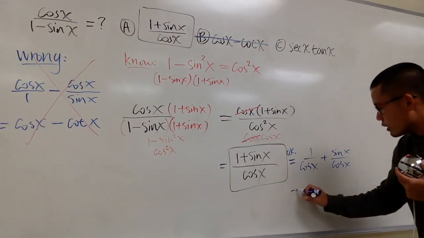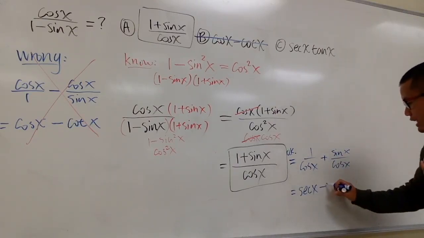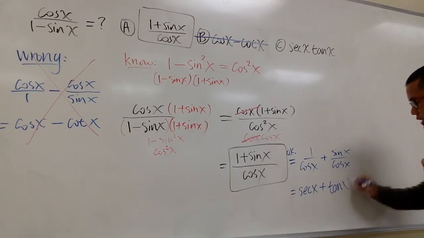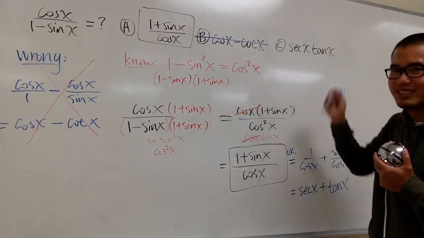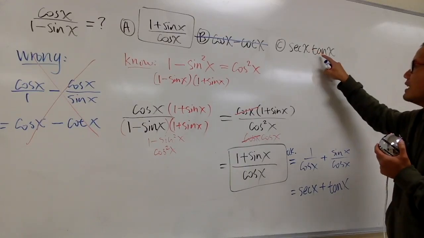If you continue, you see this is secant x, and we add it with sine x over cosine x. This is tangent x. But this is not one of the answer choices. Choice C, right here, this is secant x times tangent x.